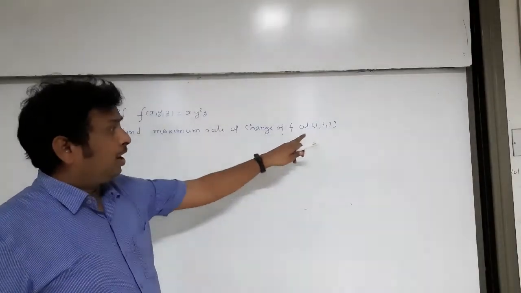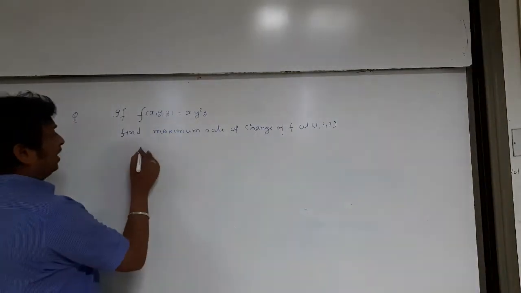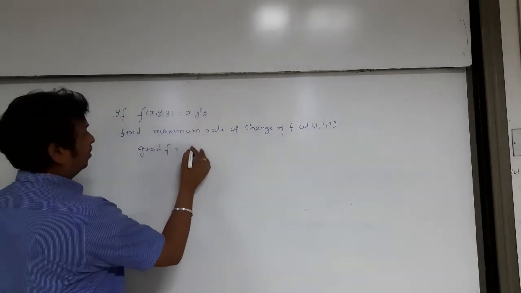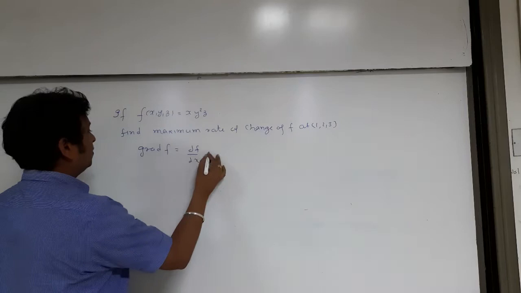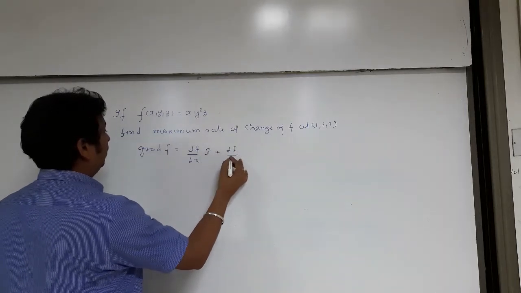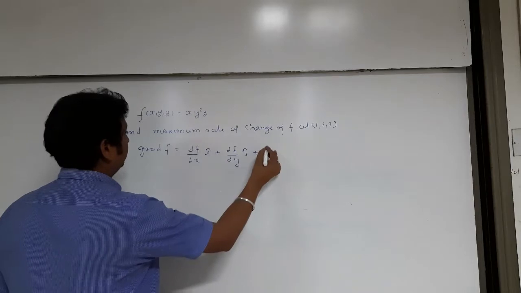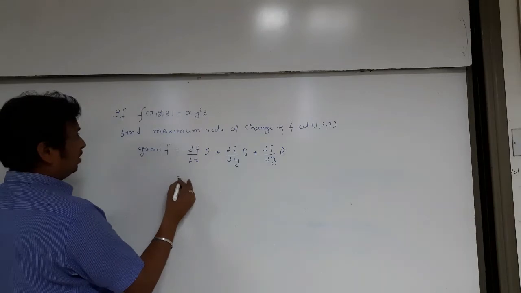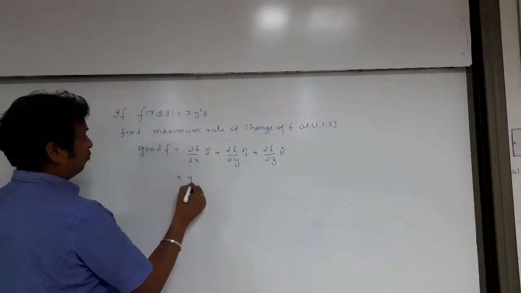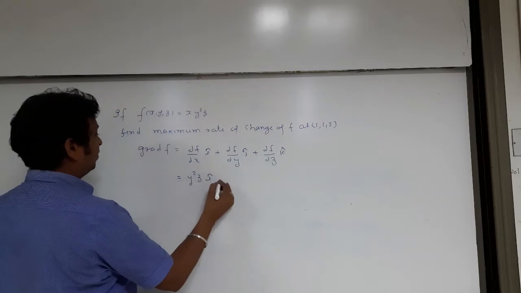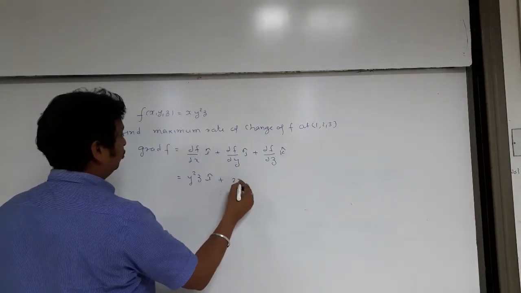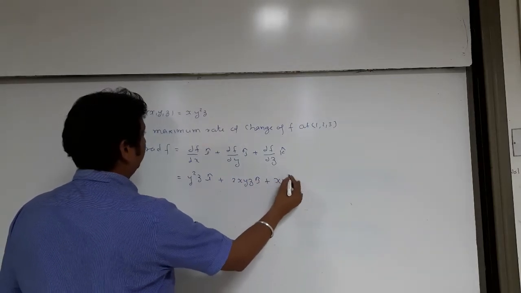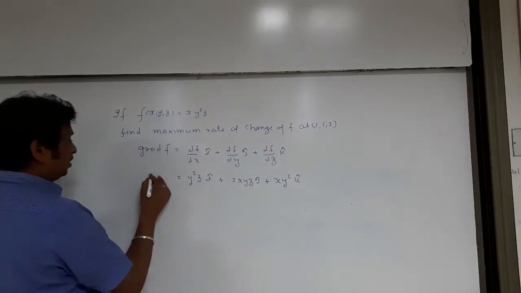Find the maximum rate of change of f at 1, 2, 3. How do we calculate it? Just find grad f. What is grad f? Del f over del x i cap, del f over del y j cap, del f over del z k cap. Del f over del x means y square z i. Del f over del y means 2xyz j. Del f over del z means xy square k cap. So this is your del f.